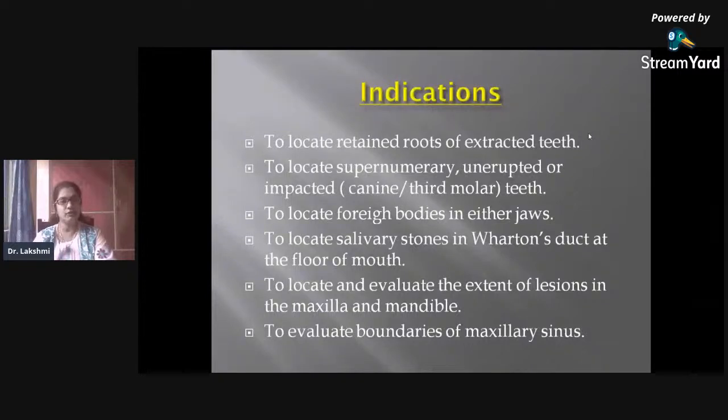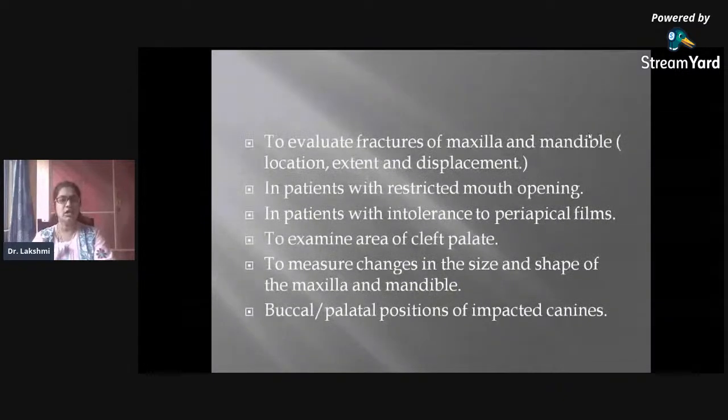To locate and evaluate the extent of lesions in the maxilla and mandible, like cysts and tumors, to evaluate the boundaries of the maxillary sinus, to evaluate fractures of the maxilla and mandible, the location, extent, and displacement. In patients with restricted mouth opening, in patients with intolerance to periapical films, to examine the area of the cleft palate, to measure changes in the size and shape of the maxilla and mandible, and buccal or palatal positions of impacted canines.